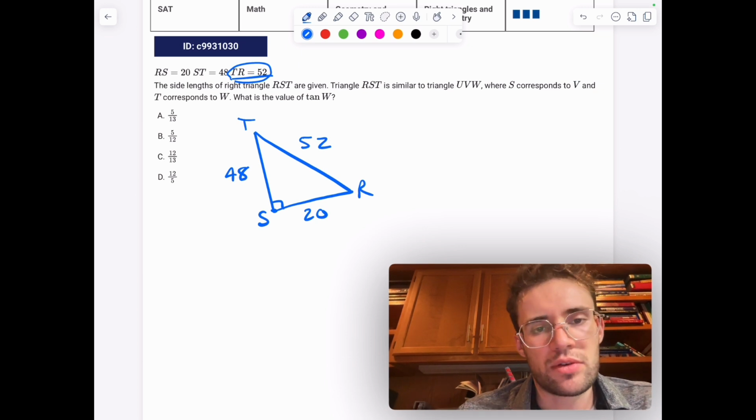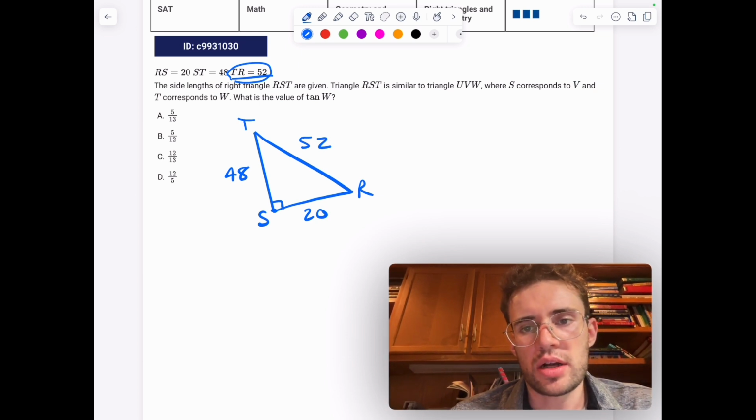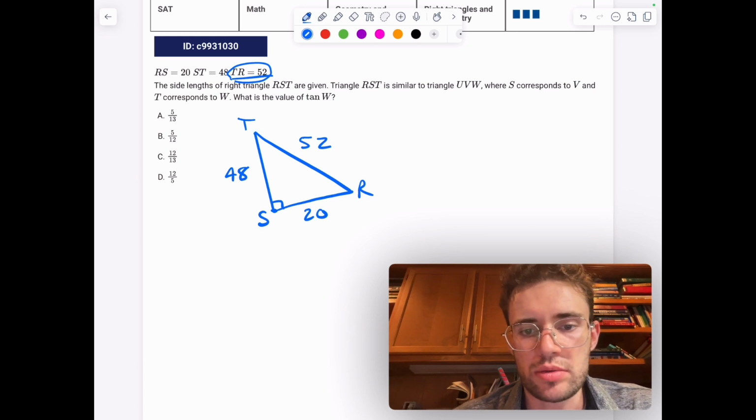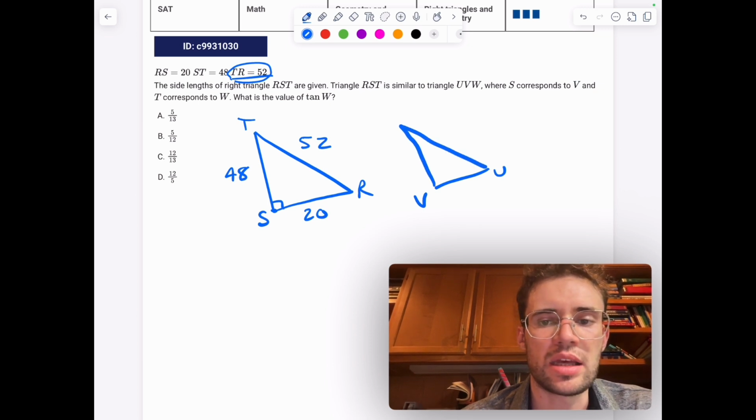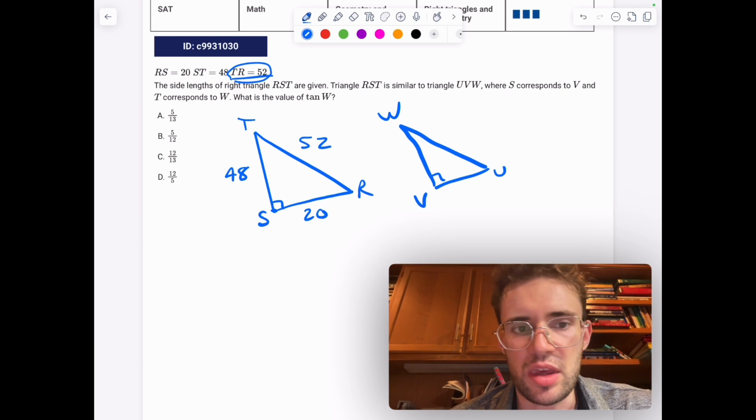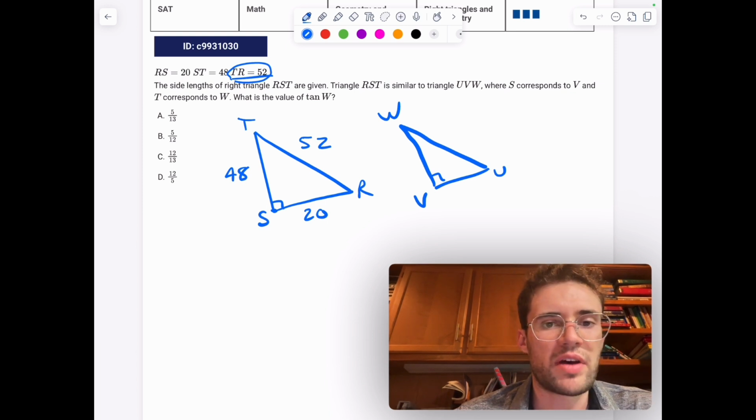The side lengths of right triangle RST are given. Triangle RST is similar to UVW. So again, U will go with R, V will go where S is, and W will go where T is. I almost made the same mistake. Where S corresponds to V, T corresponds to W. What is the value of tangent of W?